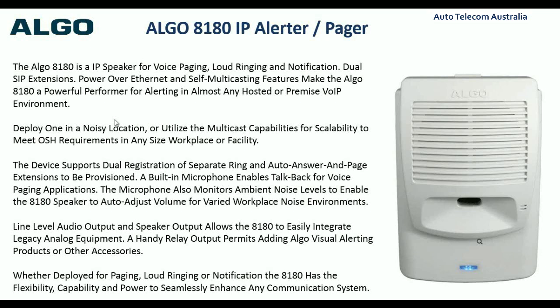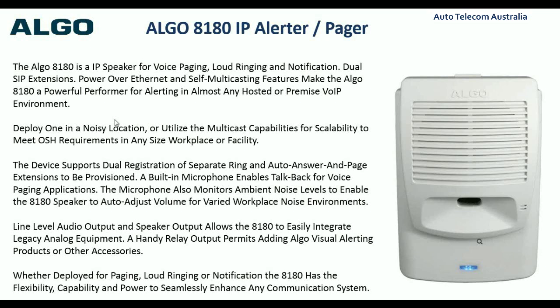On the other side of the coin, we can also use it as a pager. It's got a second SIP registration we can set up for a paging unit. So when we dial another SIP extension, e.g. 201, the 8180 will chime, as in for the paging coming through, and then you are speaking through and can do paging.